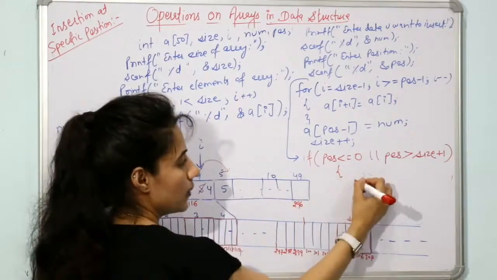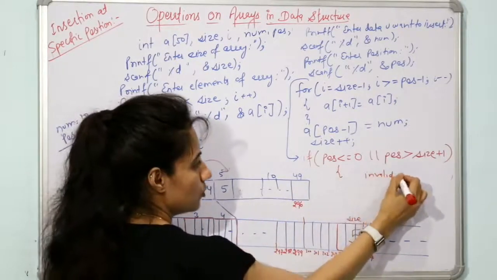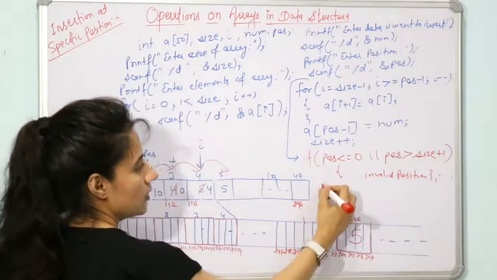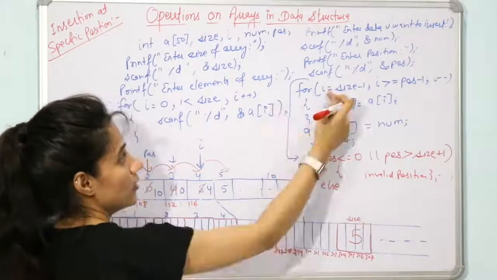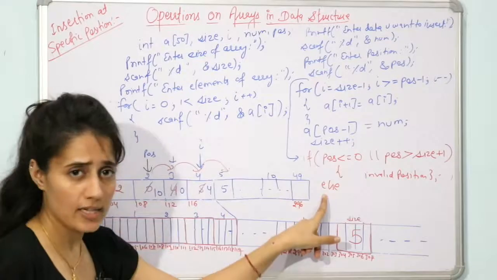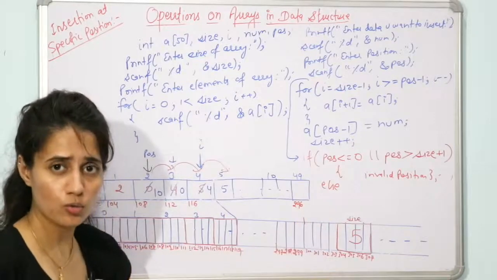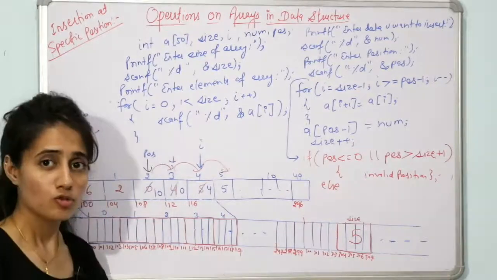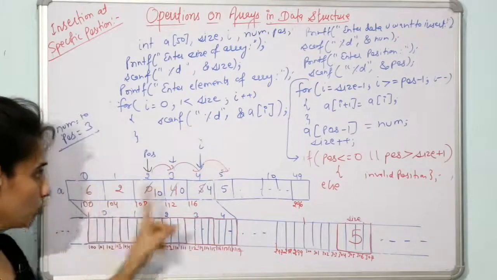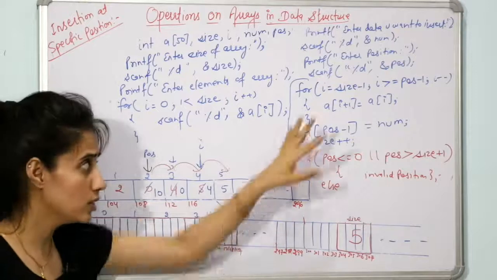Then you will write what? Printf invalid position. And after this, in the else block you will write this for loop, and you will also print the array in this else also. After that you are going to close this else, fine. So this is how you can insert data at any specific position. You can insert at the end also, fine, using this method.